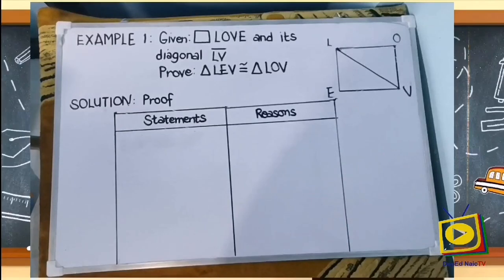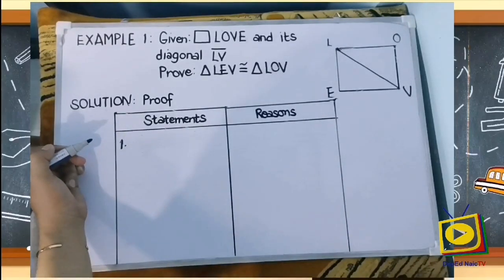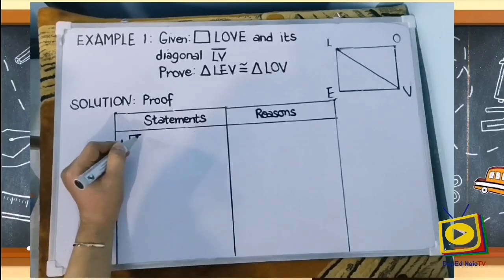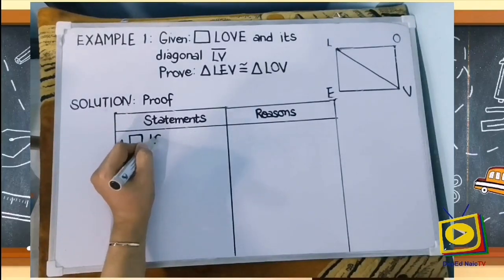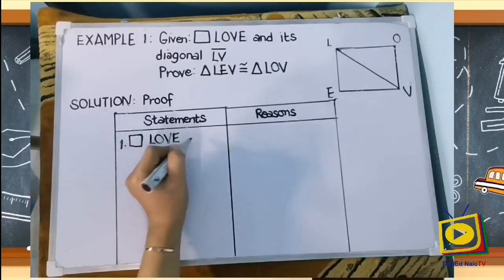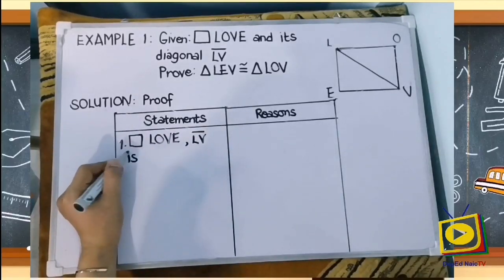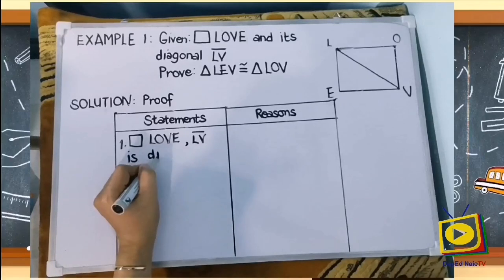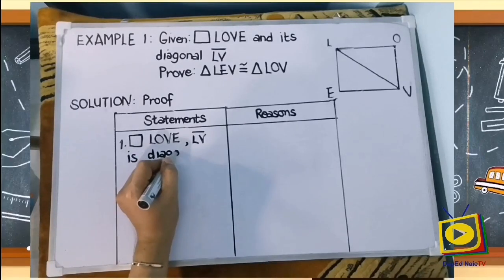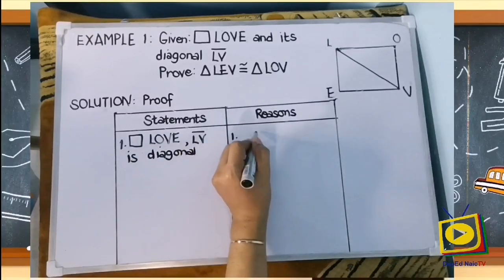Okay, so we have here the first statement. Always, in writing a statement, it will start with the given. And our given is square LOVE and segment LV is diagonal. And then our reason is given.